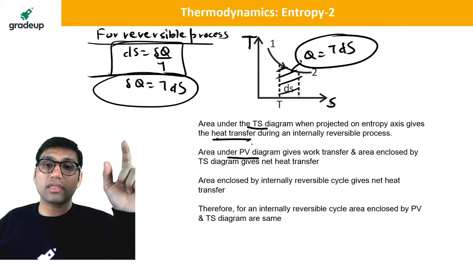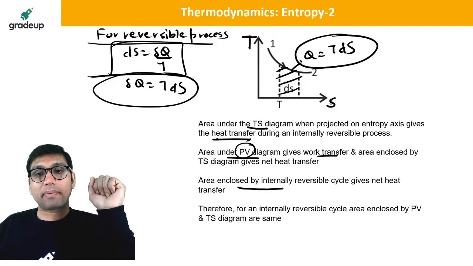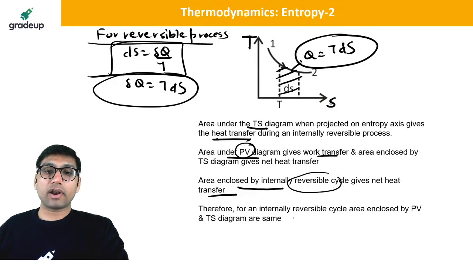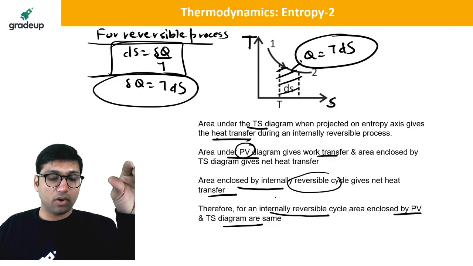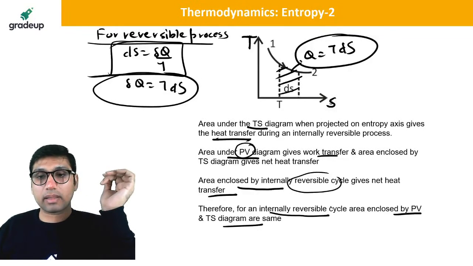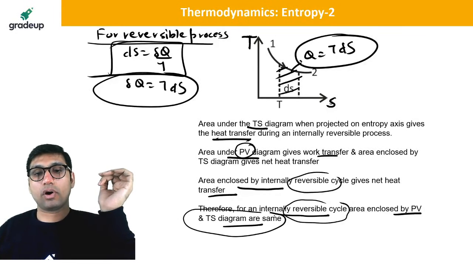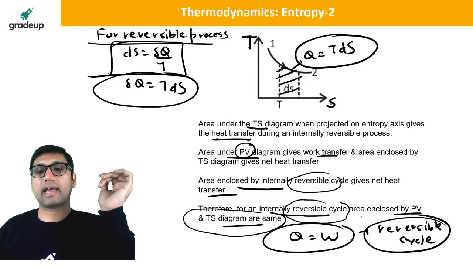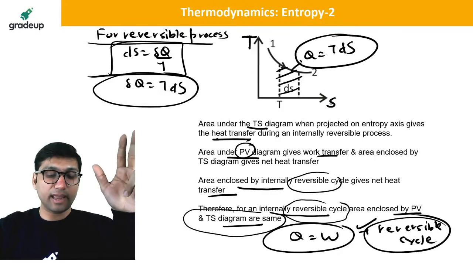Like for a reversible process, the area under the PV diagram gives you work transfer. So the area enclosed by an internally reversible process gives net heat transfer. Okay. Therefore, for an internally reversible cycle, the area enclosed by the PV and TS diagrams will be the same, because heat will be equal to work for a reversible cycle. So if we have two reversible cycles, the area under both cycles will be equal.